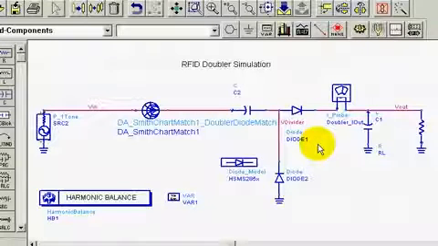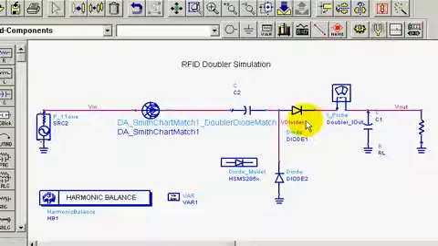Next, we'll reconfigure the detector circuit as a doubler. We also can place a probe point to observe the voltage between the two diodes.